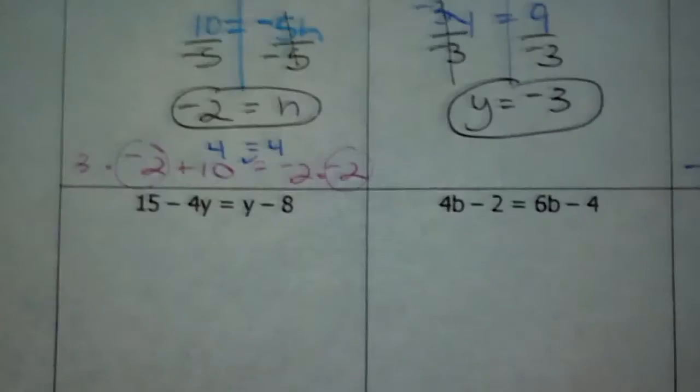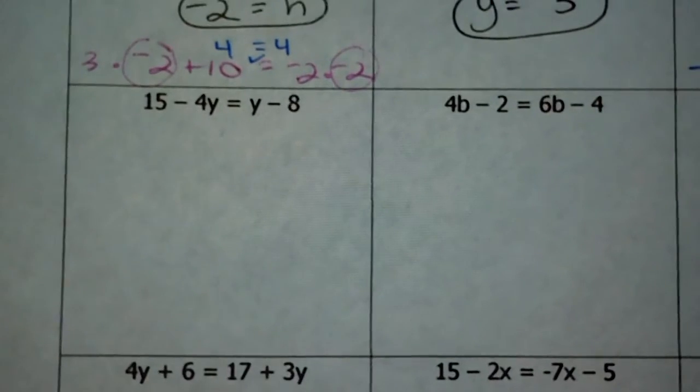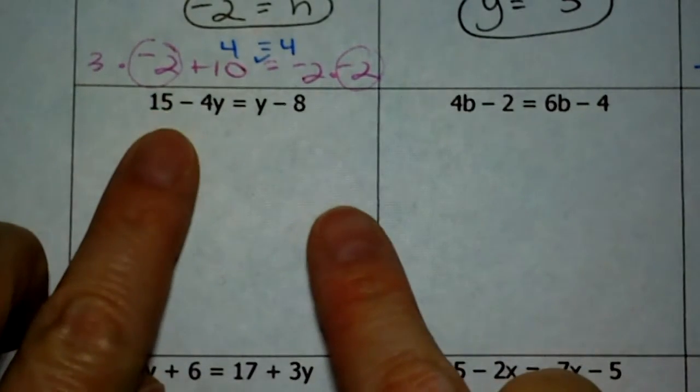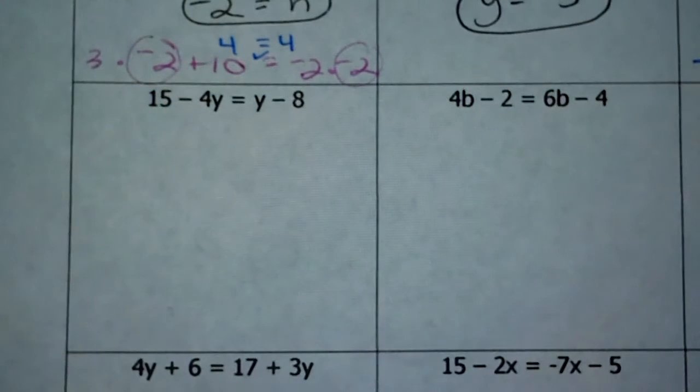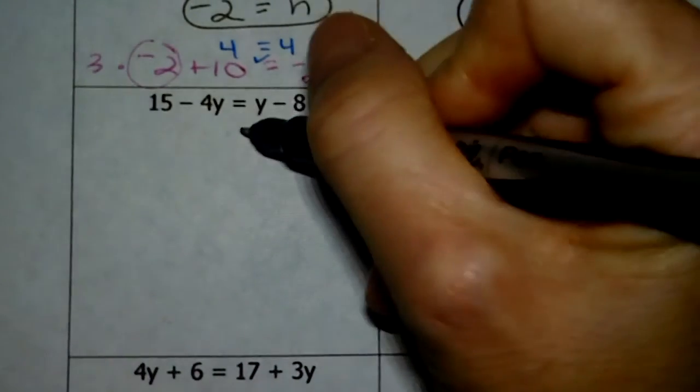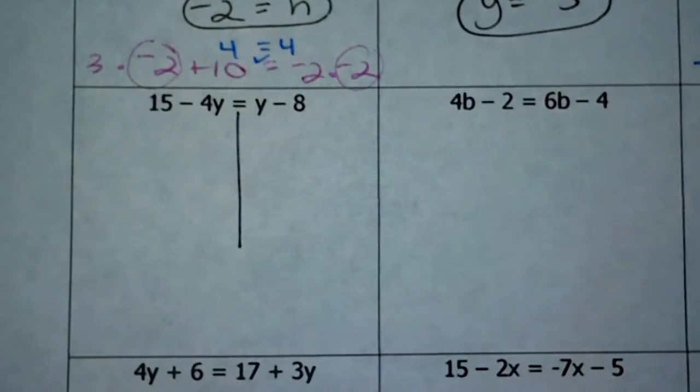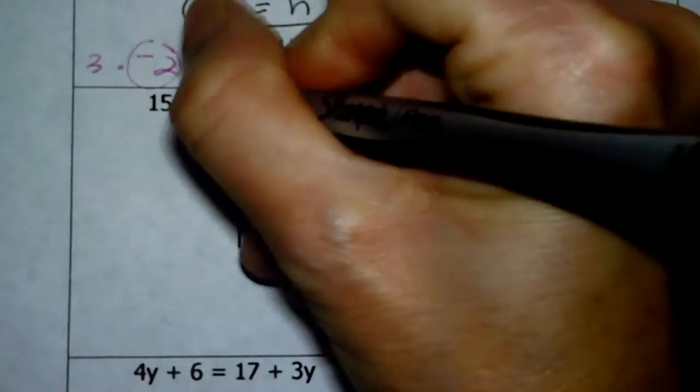Okay, in the next row here, instead of there being one variable term and then a variable term and a constant, this time we have a variable term on each side and we have a constant on each side. Those constants are the ones that don't have the letters next to them. And now you're really going to see it doesn't matter which one you cancel out. It doesn't matter which one you get rid of. So start off, keep change, change.